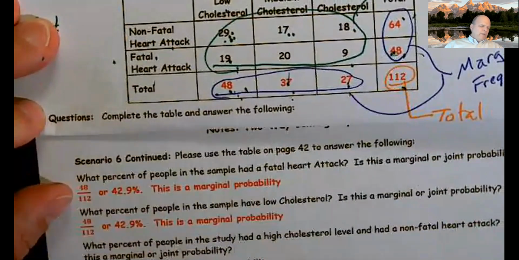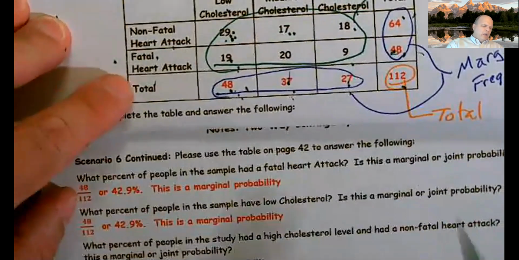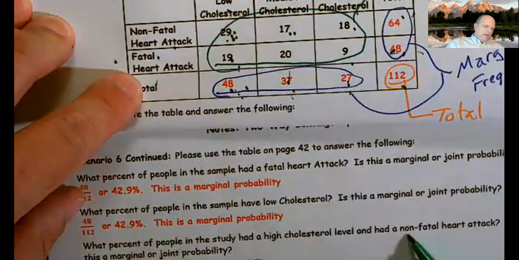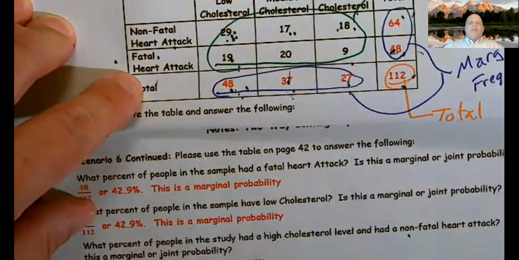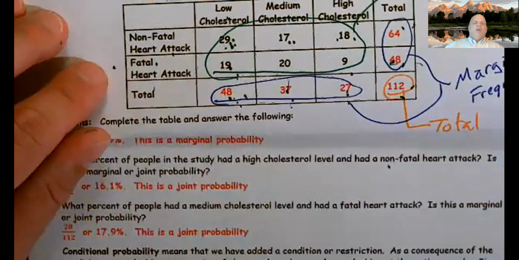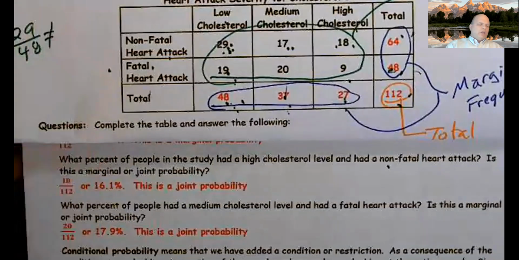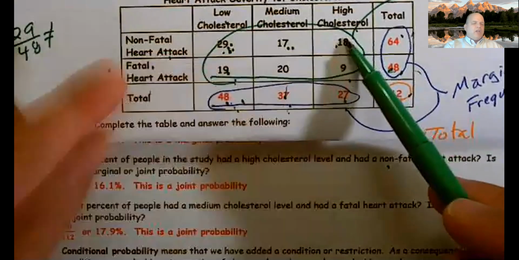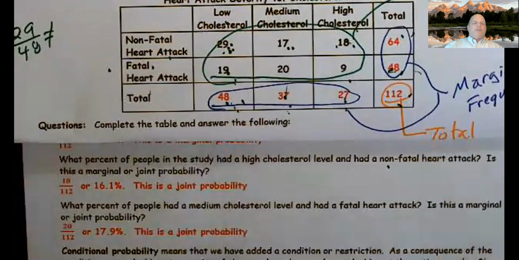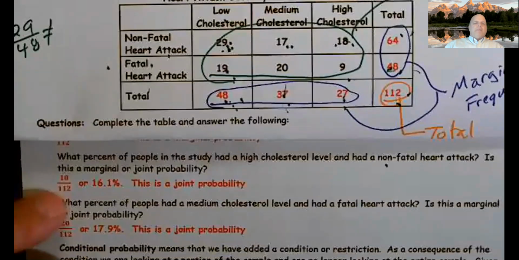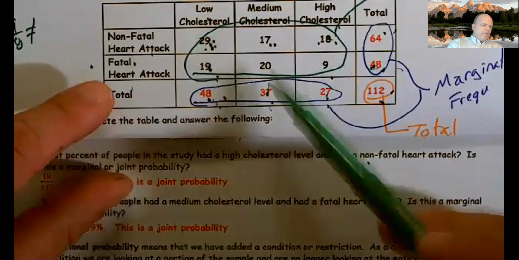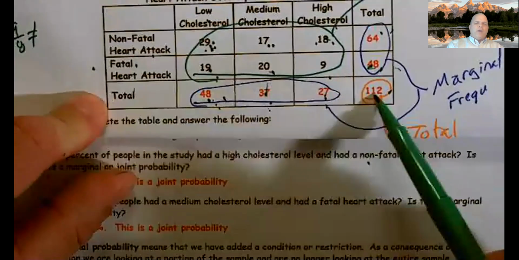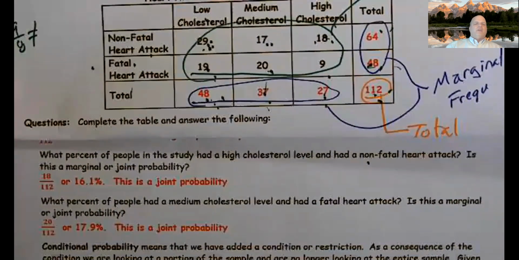What percent of the people in the study had a high cholesterol level and had a non-fatal heart attack? That would have been 18 out of 112. And that's a joint probability because it's a part of the whole. We took the combination of high cholesterol and non-fatal together. What percent of the people had a medium cholesterol and had a fatal? So medium and fatal was 20 out of 112, or 17.9%.